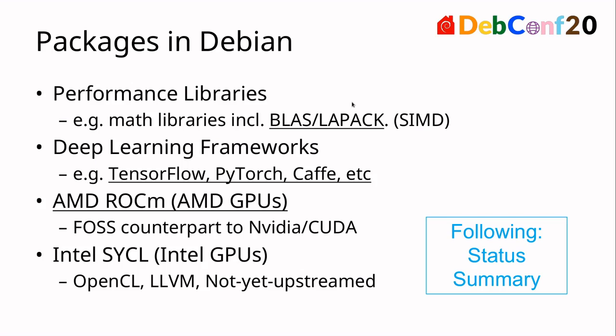The third aspect is AMD ROCm. It is the free and open source counterpart to NVIDIA's CUDA. And I think supporting AMD ROCm in Debian is beneficial to the free software community. The last aspect is Intel SYCL. It is actually an additional module to the LLVM project, but Intel still has not yet upstreamed their code to the LLVM project, so I'm still waiting. Next, I'll give you a brief summary of the packaging work for the performance libraries, deep learning frameworks, and AMD ROCm.